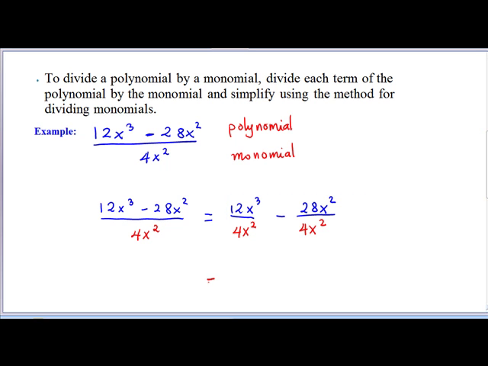So 12 divided by 4 is 3. Now I have x to the cube divided by x to the second. So 3 minus 2 is 1. So you have x left. Minus, I have 28 divided by 4 is 7. You have x squared over x squared, which cancels out. So this is your answer.